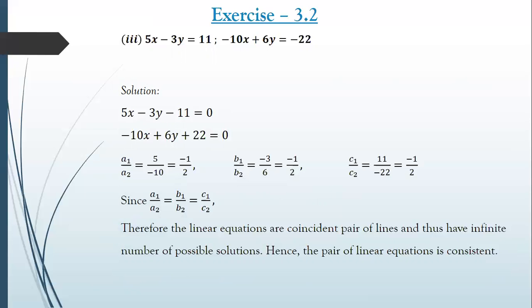Now moving on to the next one, 5x minus 3y equal to 11, minus 10x plus 6y equal to minus 22. So A1 by A2 is minus 1 by 2, B1 by B2 is also minus 1 by 2, C1 by C2 again minus 1 by 2. So A1 by A2 equal to B1 by B2 equal to C1 by C2. So they are one and the same coincident lines, and they'll have infinite number of solutions. Anyway, they are having solution, so the equations are consistent.